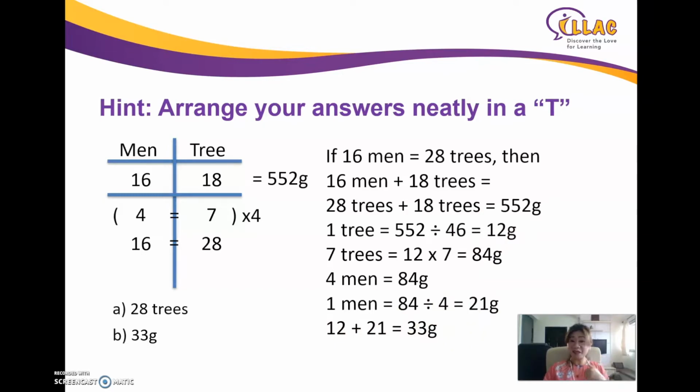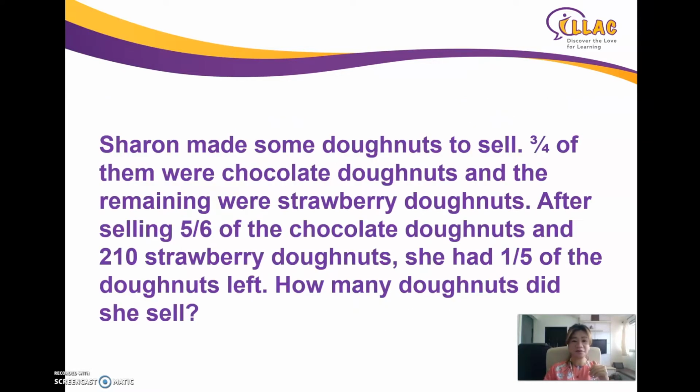Okay, let's look at another question that uses the same kind of T model. In this question, Sharon made some donuts to sell. 3/4 of them is chocolate donuts and the remaining are strawberry donuts. So out of the 4 parts, 3 parts are chocolate, so there will be 1 part which is strawberry. Very clear. This is very simple. Let's arrange them into the T model later.